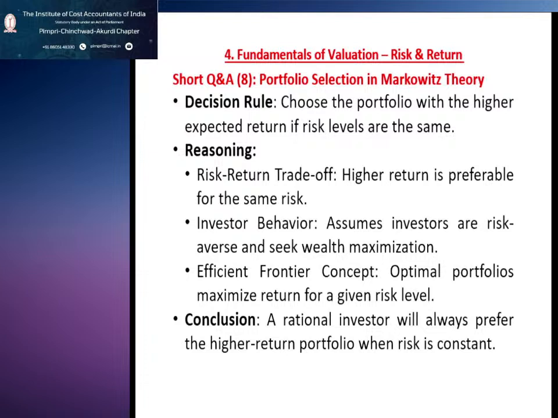The last short question and answer, that is number 8, deals with portfolio selection in Markowitz theory. So the decision rule over there in that question is that choose the portfolio with the higher expected return if risk levels are the same. So if the risk is same, while deciding the components of portfolio, then always go for the higher expected return if the risk levels are same. And the reasoning over here for portfolio selection, if there are risk levels which are same, then go for the higher expected return. Risk return trade-off always plays.